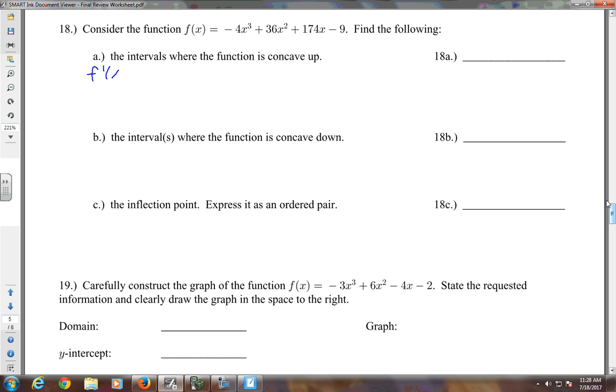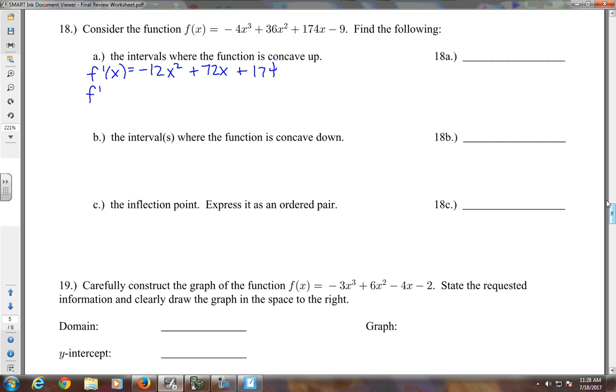Let's just pass through the first derivative in order to get to the one we need, which is the second derivative. Can you tell me the first derivative? Test yourself. What would you end up with? How about negative 12x squared? 36 times 2 is what? 72? Plus 174, and the derivative of 9 is 0.